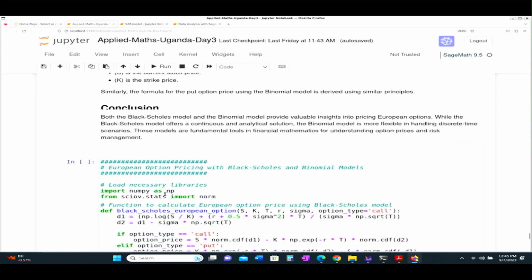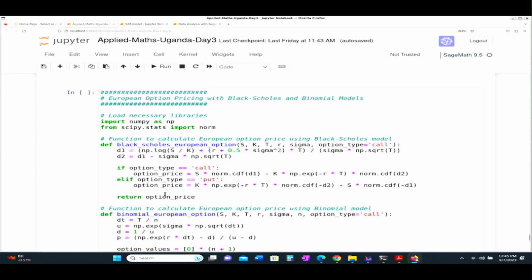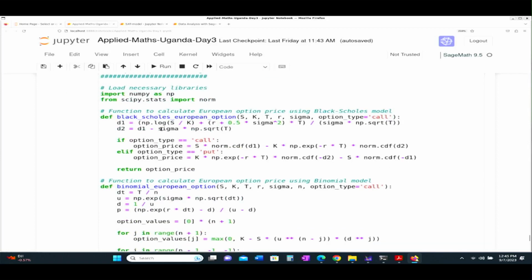Now the next thing is, can we price them? So we import some libraries from SageMath, from Python, and then we use them. We define the first function, which is the Black-Scholes European option. And what are the parameters? The stock price, the strike price, time, the interest rate, volatility, and the type of option. Is it a call option or a put option? And then we have D1. Already I told you what D1 is. And we have D2, right?